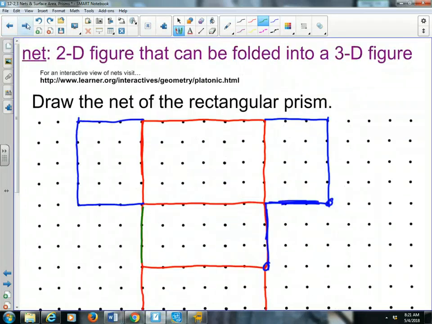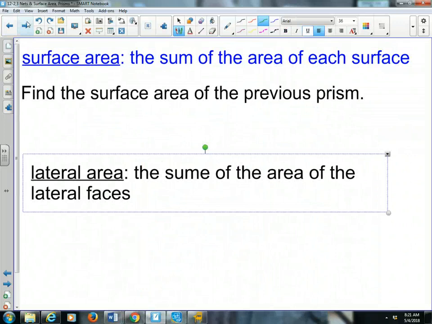Okay? So now we get to the big topic here, all of what chapter 12 is about. The biggest thing that you could get from this chapter is surface area. The surface area of any polyhedron is the sum of the area of each surface. So you find the area of each flat surface and you add them all up together. That's what the sum means. So we're going to find the surface area of the previous prism.